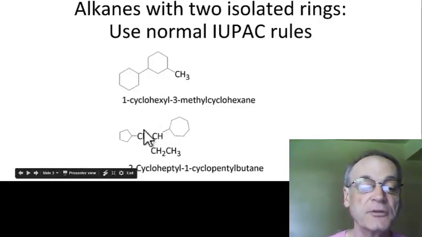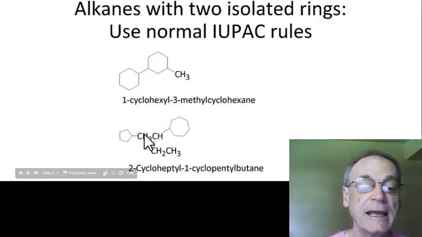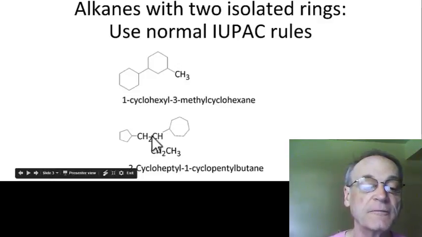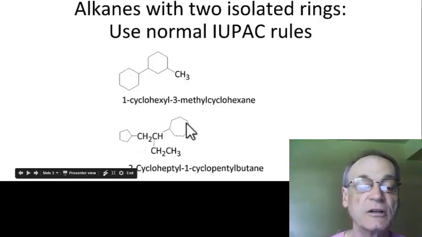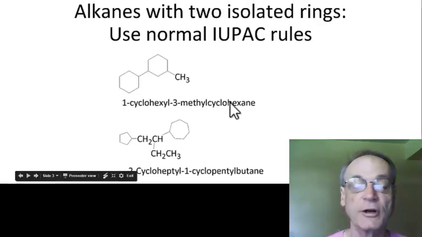Here's another example. Now in this case, the two rings are way separated from each other by two carbons in between, and we're going to name it as basically a 4-carbon chain. On that butane, on the first carbon, we have a cyclopentyl, and on the second carbon, we have a cycloheptyl, and because cyclo-H comes before cyclo-P in the alphabet, we're going to list them in order: 2-cycloheptyl-1-cyclopentylbutane. Again, just using the same IUPAC rules that we learned earlier on.